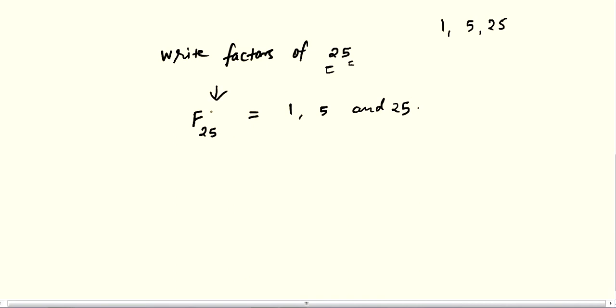Then 2 is the only smallest prime number. Except 2, all other prime numbers are odd. Only 2 is the smallest and even prime number. Except 2, all other prime numbers are odd.